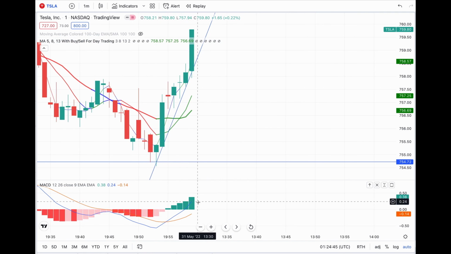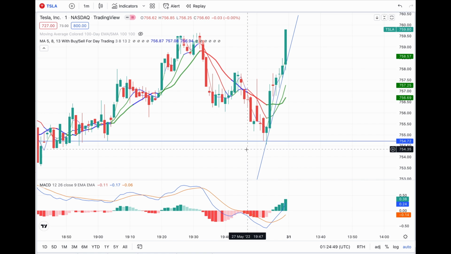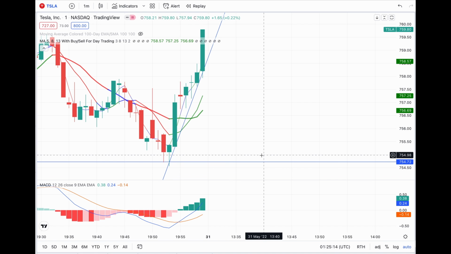So we use all of these indicators to really help us predict whether it's a good time to buy or a good time to sell or a good time to short the position. So I hope that helped clarify how to use trend lines, support lines, and resistance lines.